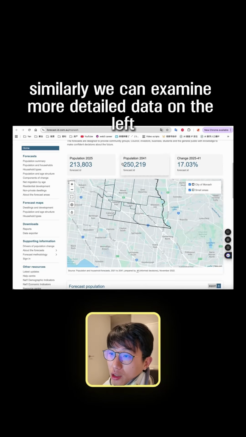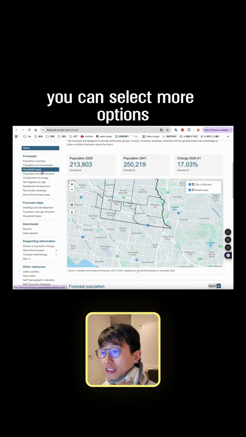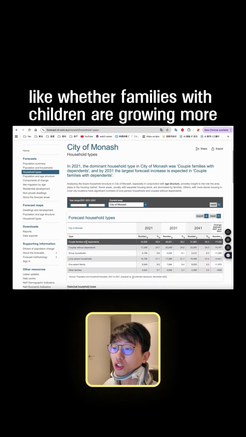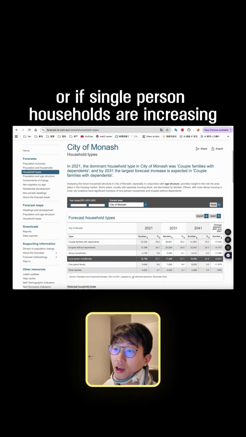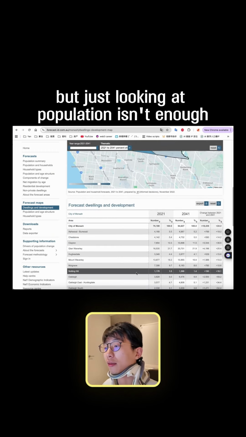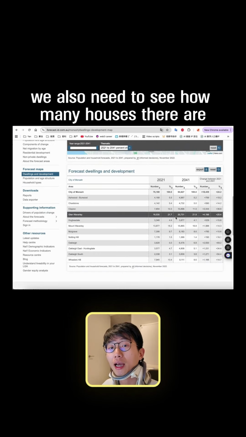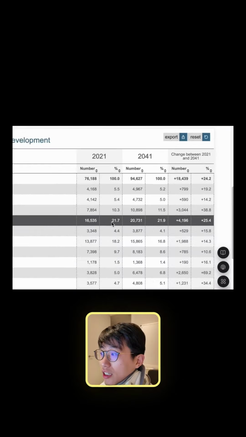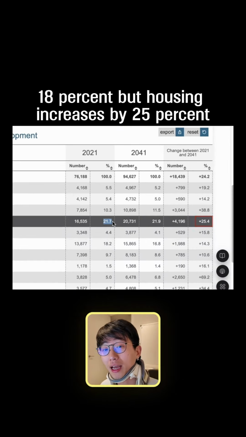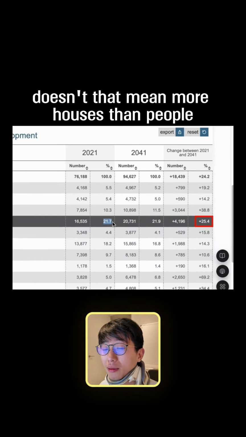Similarly, we can examine more detailed data. On the left, you can select more options, like whether families with children are growing more or if single-person households are increasing. But just looking at population isn't enough. We also need to see how many houses there are. Remember our table format? If population increases by 18%, but housing increases by 25%, doesn't that mean more houses than people?